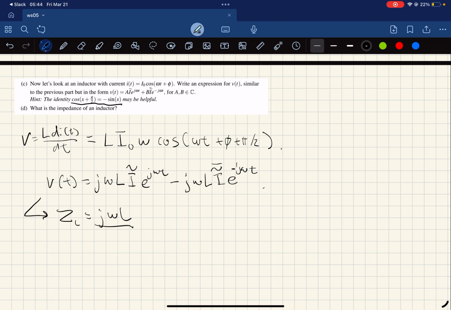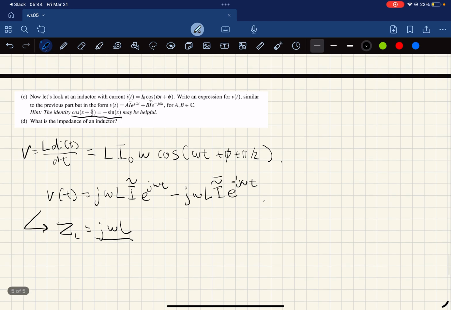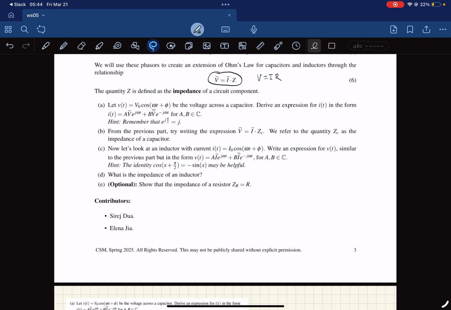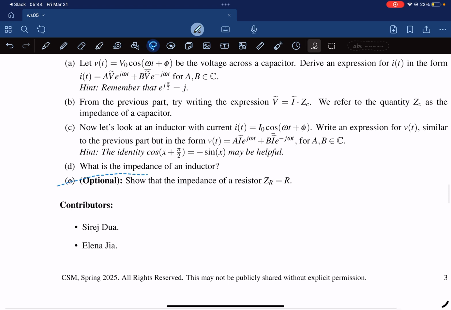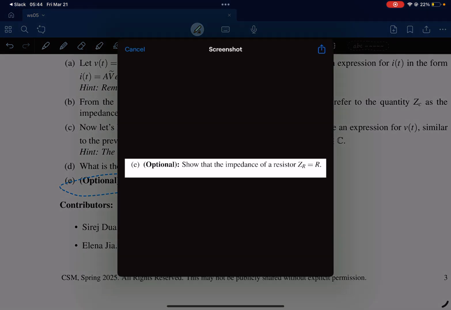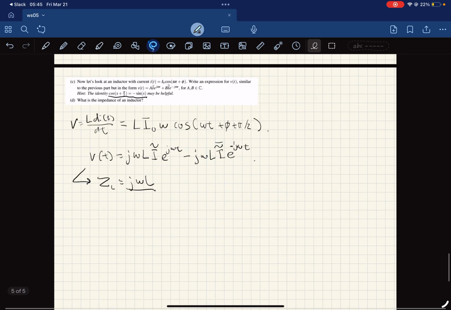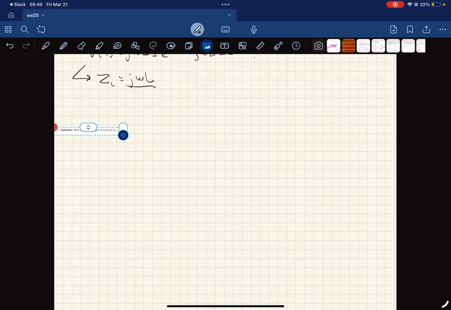Okay, show that the impedance of a resistor Z_R equals R is the last part of the worksheet. This one's really weird. But intuitively, you can see it by visualizing how a circuit works, in that the resistance, which is literally defined as V over I in Ohm's law, is really not dependent on anything except the resistance. But let's get into a mathematical proof of this.